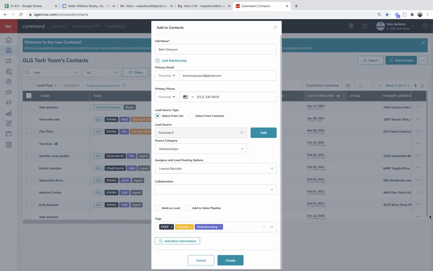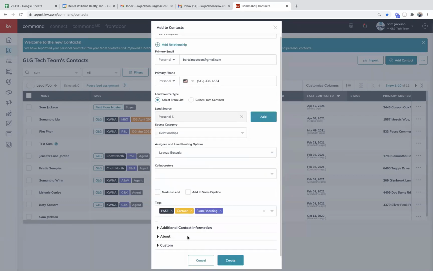Now, here is where the magic is going to happen. There is an add more information button down here. This is what's going to change the game for anyone who wants to be a technology enabled agent, meaning that you're going to leverage technology to provide you insight and omnipresent connectivity. When you click add more information, this seems so silly and simple. It's just going to ask us for more information.